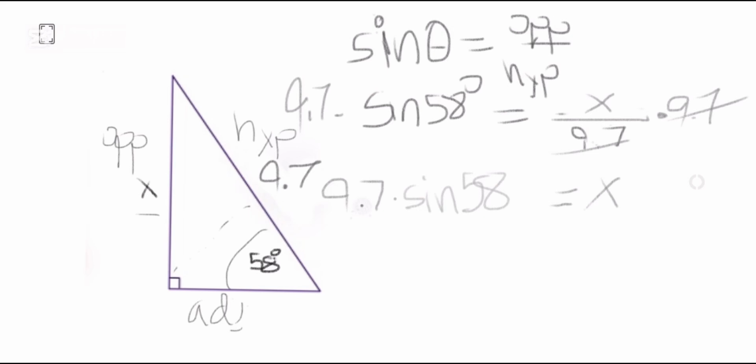To help you understand, let's simplify sine 58 using a calculator. Sine 58 roughly equals 0.848. So 9.7 times 0.848 equals x. Using a calculator to simplify this leaves us with approximately 8.2. So x equals 8.2, and we figured out the missing side.